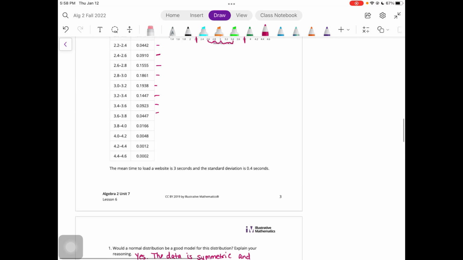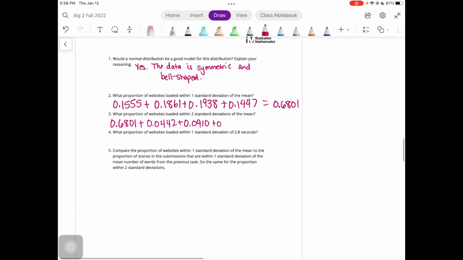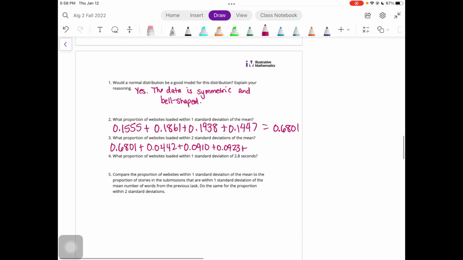And then we had 0.0923, and finally 0.0447. When we add all of those up, we get 0.9523. So about 95%, a little bit more, of the data are in between 2 standard deviations of the mean, or within 2 standard deviations of the mean.